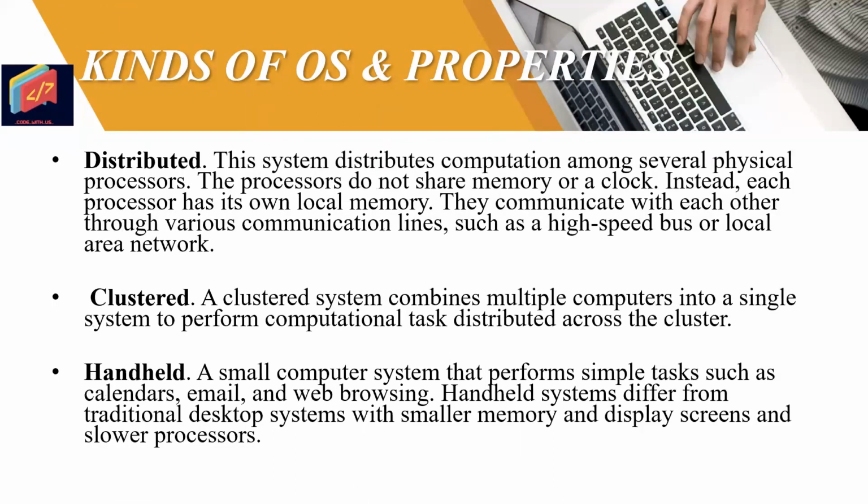And the next one is distributed. This system distributes a computation among several physical processors. The processors do not share memory or a clock. Instead, each processor has its own local memory. They communicate with each other through various communication lines such as a high-speed bus or local area network. And the next one is clustered. A clustered system combines multiple computers into a single system to perform computational tasks distributed across the cluster.